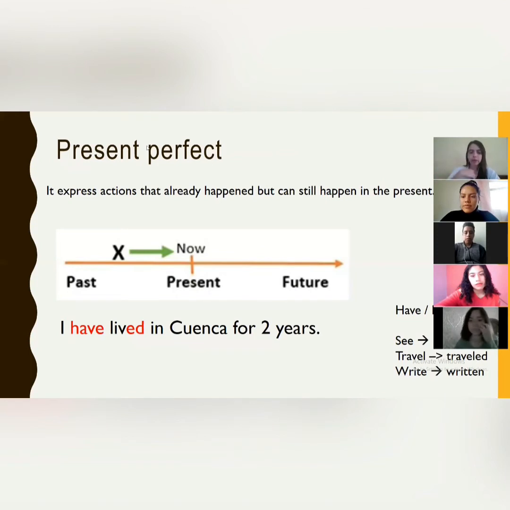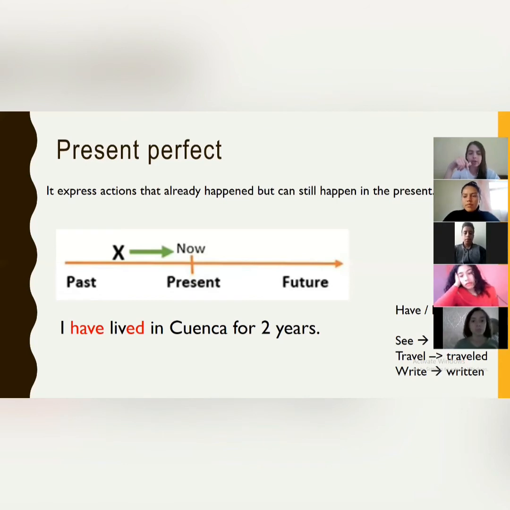Okay. Well, now we are going to talk about what you have done. To talk about what you have done, we use the present perfect tense. This tense expresses actions that already happened but can still happen in the present. So here we have a timeline. This timeline will help you to understand when the actions take place. One example here is I have lived in Cuenca for 2 years. The action in this sentence started in the past, 2 years ago, and still continues in the present.